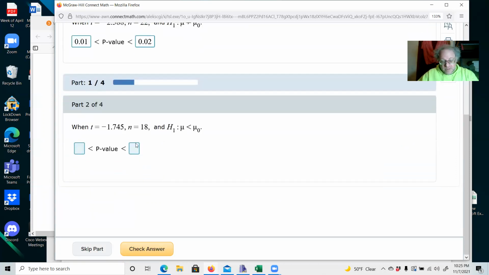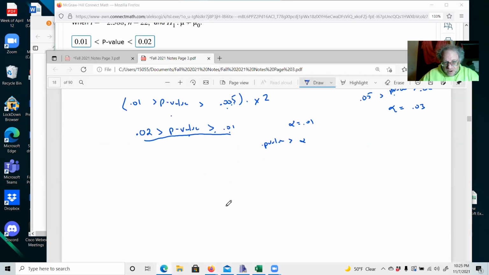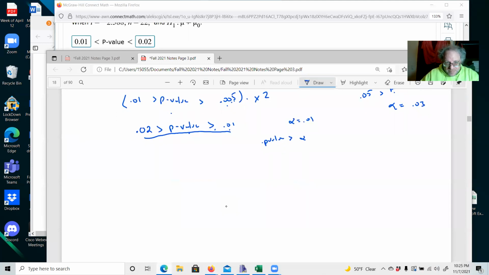Now, next one, it's a one-sided test. Okay, we're only going to do one more. We're going to do this one and we're going to move on. But it's a one-sided test. So our test is going to be H1, mu is less than mu1. Our alternative, some value, 0.